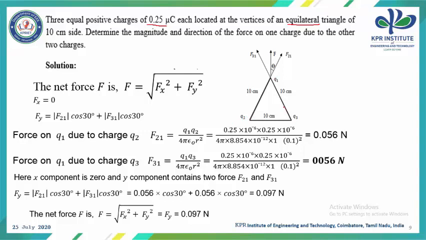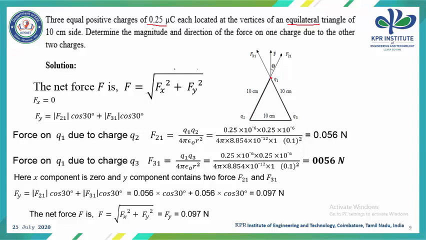So you want to find the magnitude and the direction of the force on one charge due to the other charges. Now you have to think about which vertex to select. This is also your choice. You can choose any vertex. I am choosing the top of this triangle. You can also choose either here or here, but the final result is the same for all the cases. So I am choosing here.